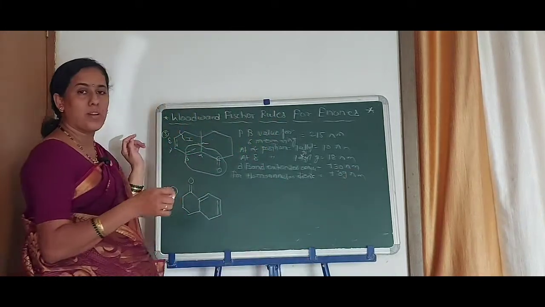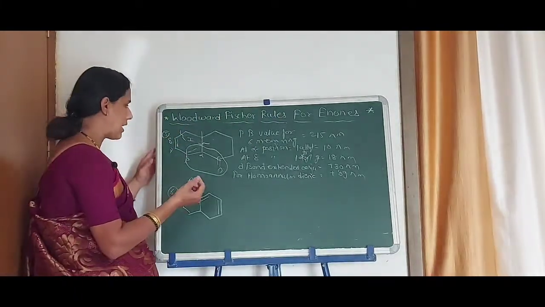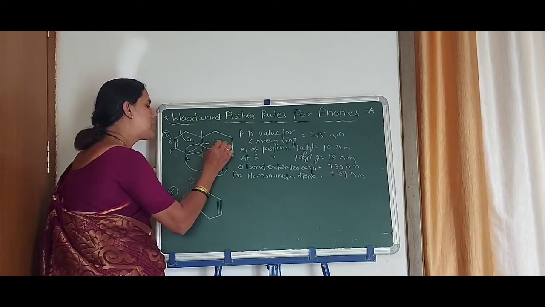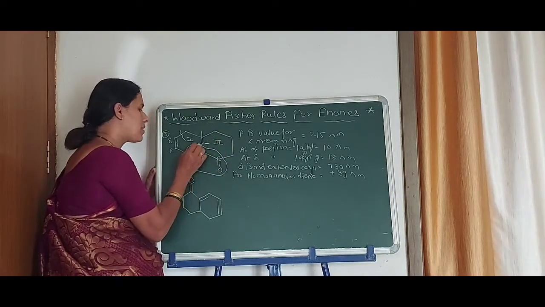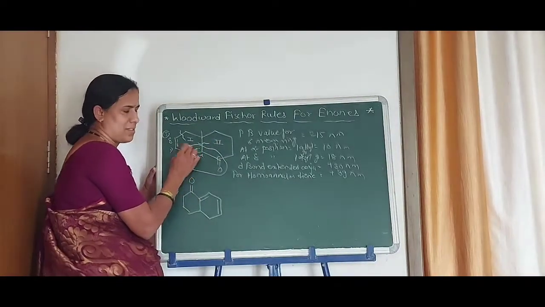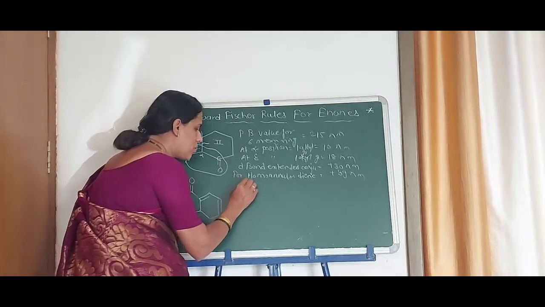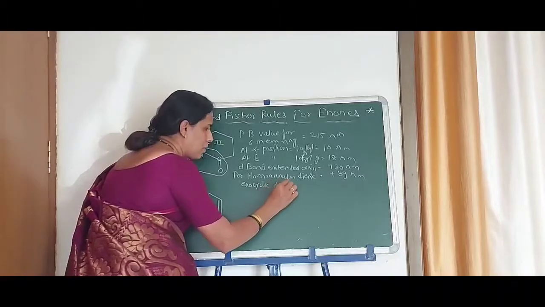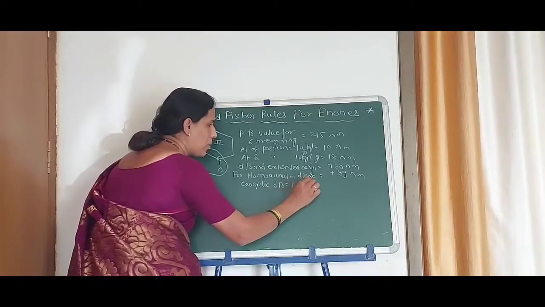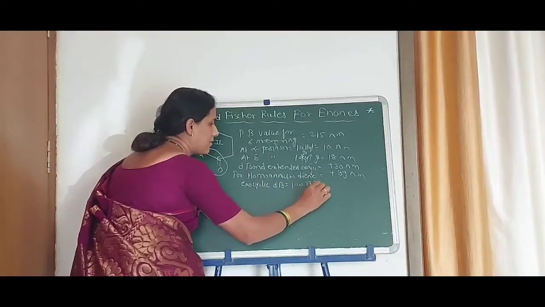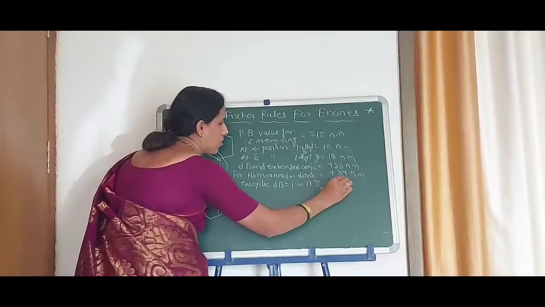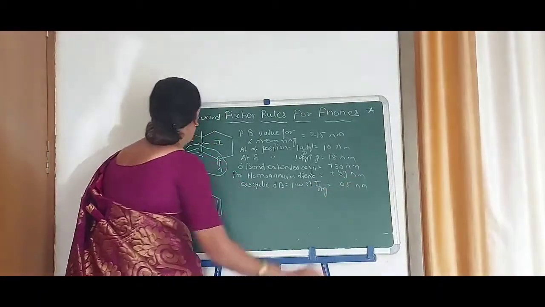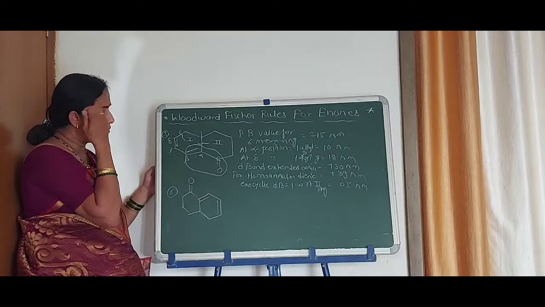And last point is the presence of an exocyclic double bond. With respect to this second ring, how many double bonds are exocyclic? This is first, only one, that is exocyclic. dB is equal to 1. With respect to second ring, you have to add 5 nanometer. Now what is the remaining? One by one we will see.